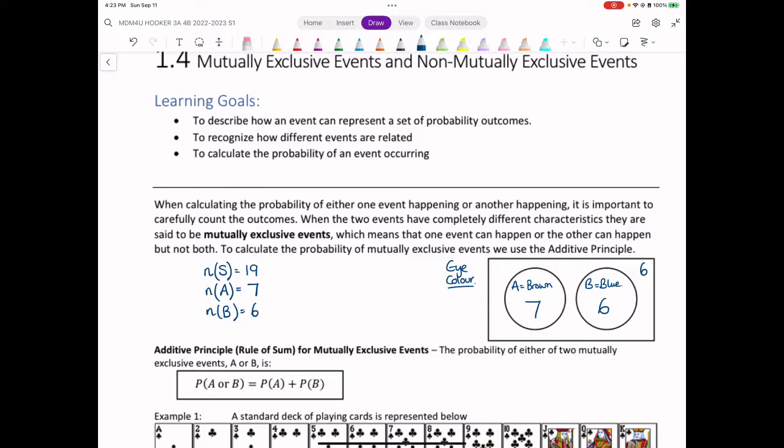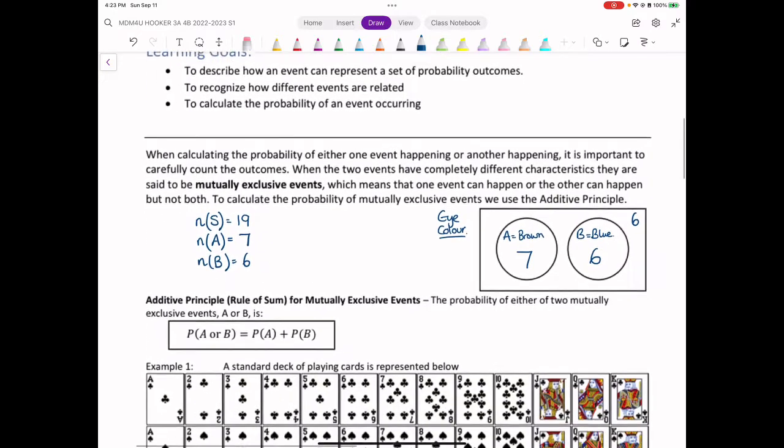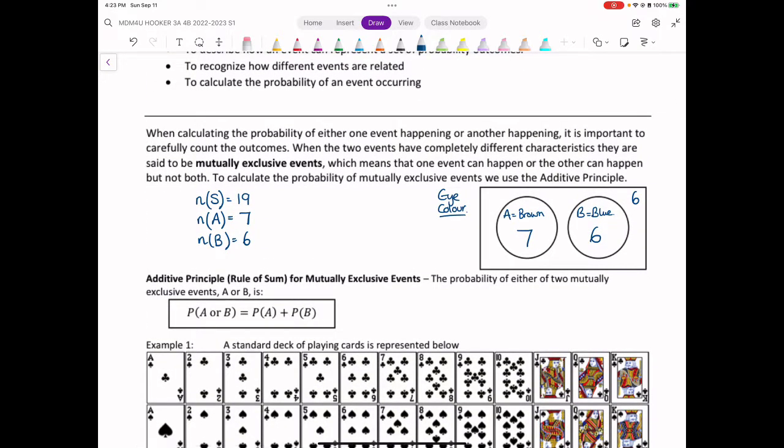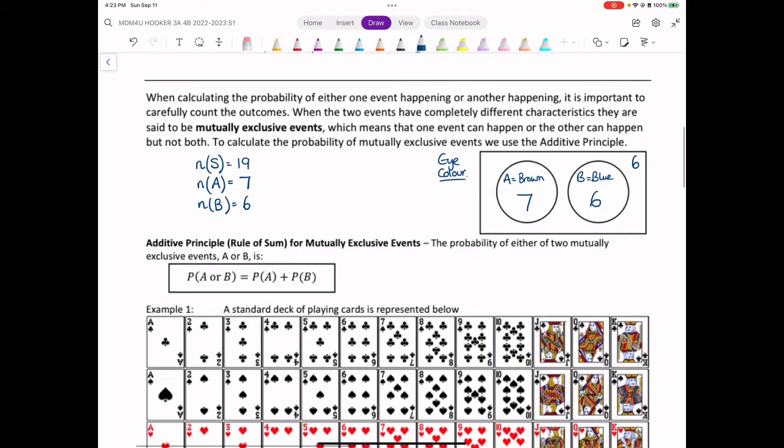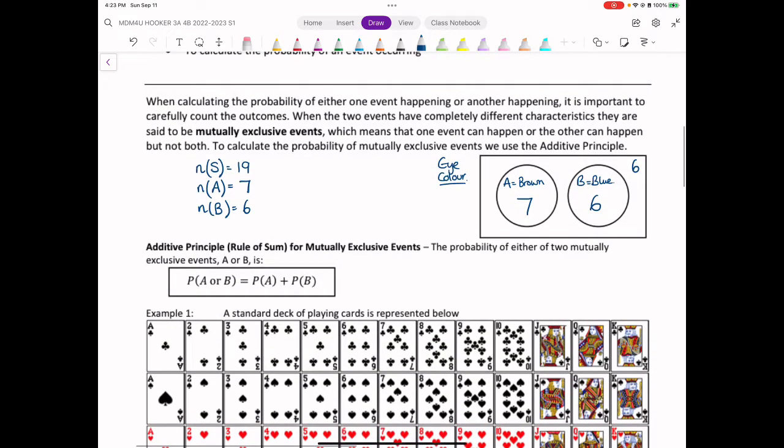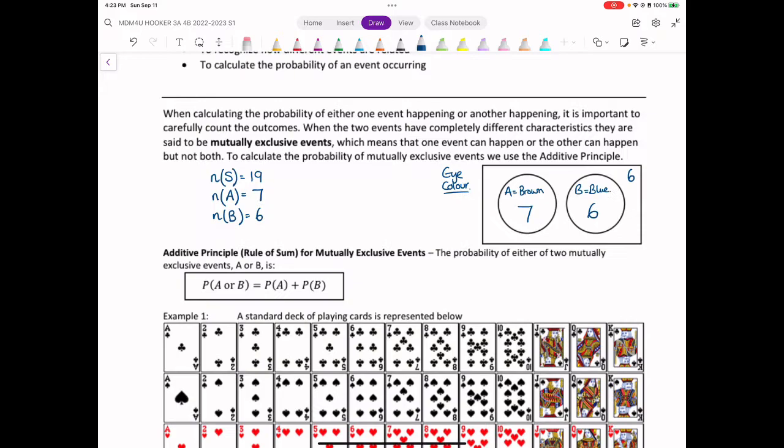Now, I hope you agree. If you've got brown eyes, then you have brown eyes. You can't possibly have blue eyes at the same time, or another color of eye at the same time. These are mutually exclusive events. So the additive principle for mutually exclusive events basically means that the probability of either of two mutually exclusive events, A or B, we can add them together.